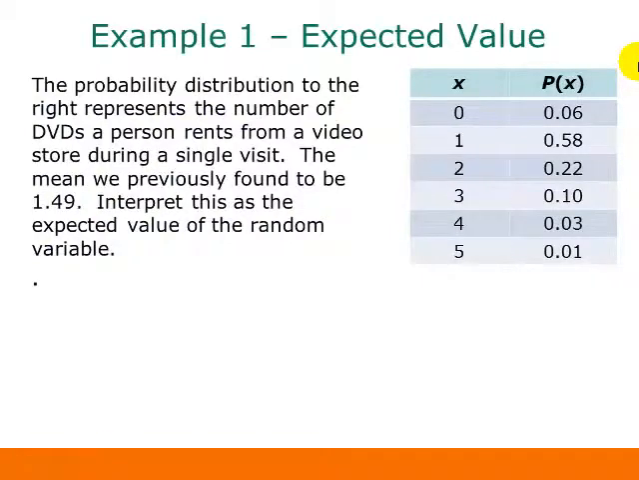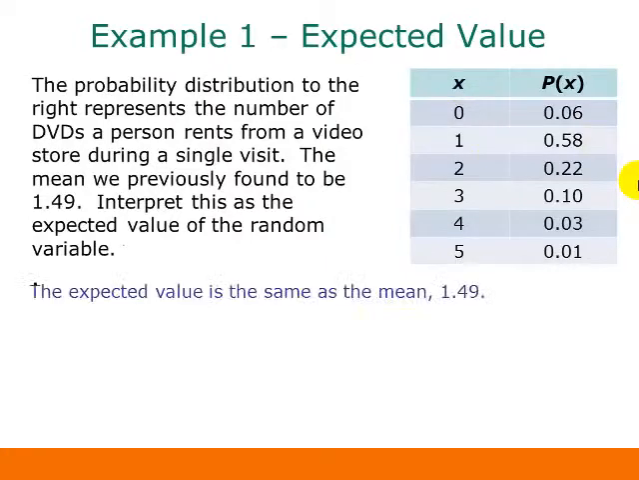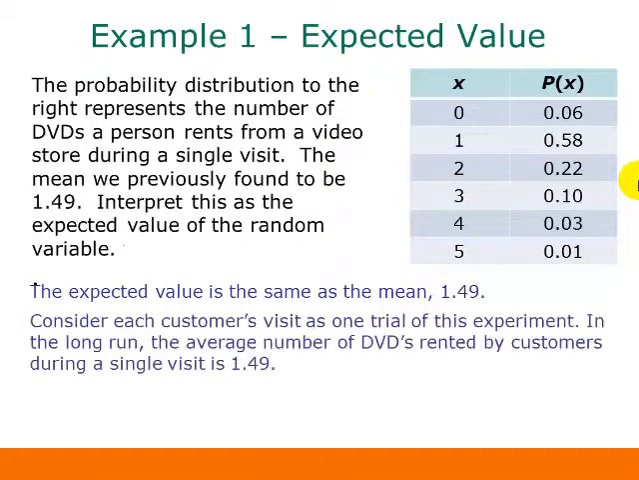Here's an example for expected value. The probability distribution that we already looked at for the number of DVDs a person rents from a video store during a single visit had a mean of 1.49. So let's interpret this as the expected value of our random variable x. Our expected value is the same as the mean, which was 1.49. So to interpret this, we'd say consider each customer's visit as one trial of this experiment. In the long run, the average number of DVDs rented by customers during a single visit is 1.49.